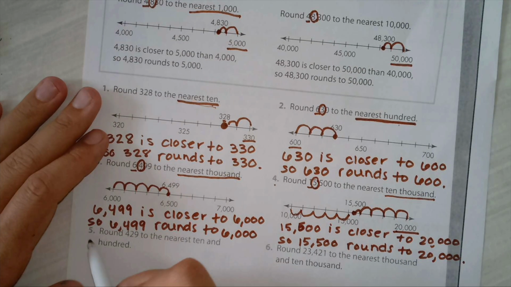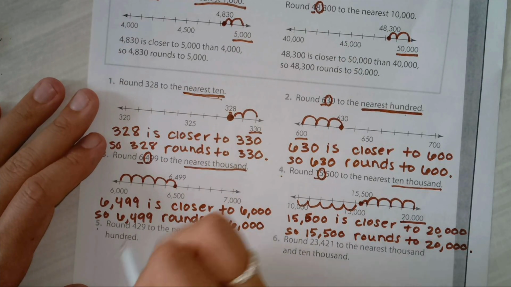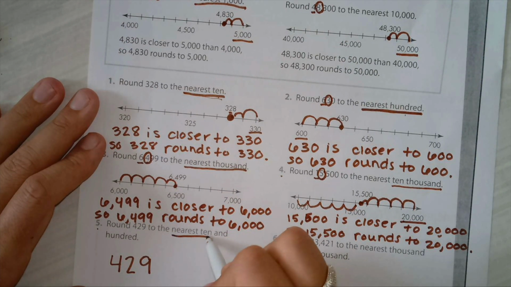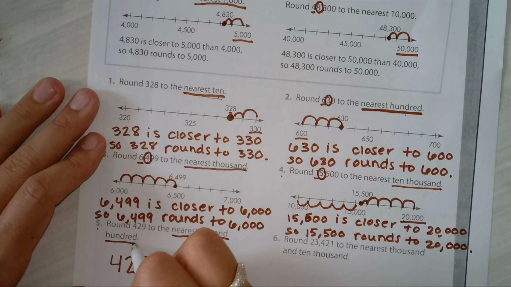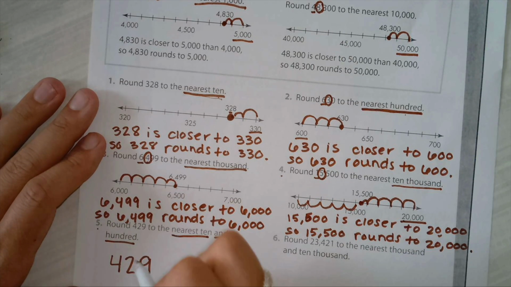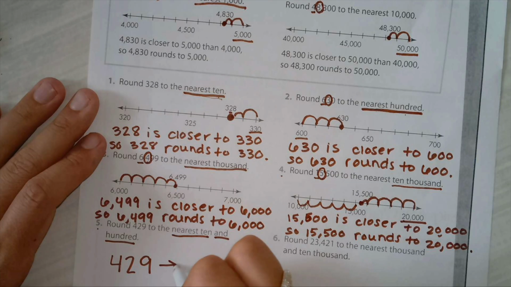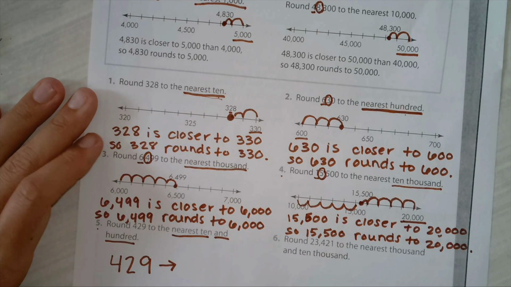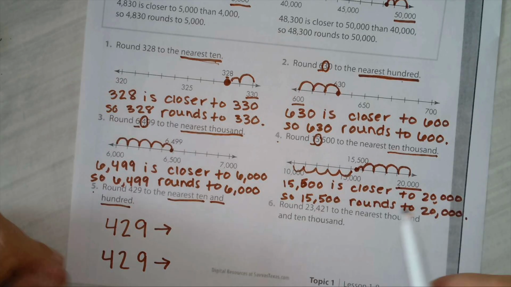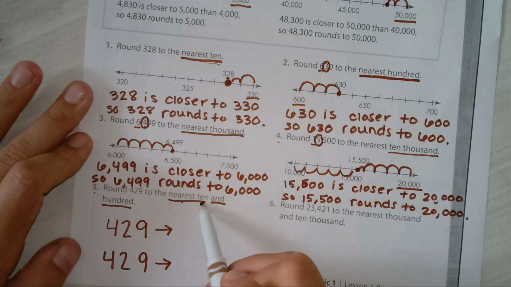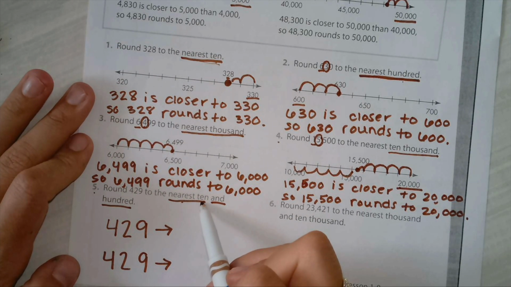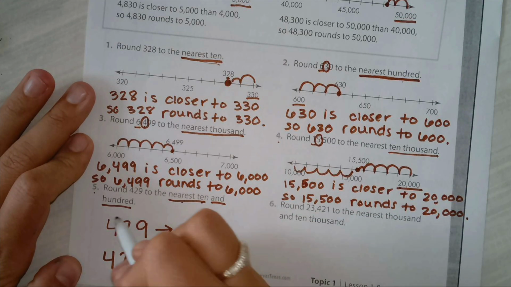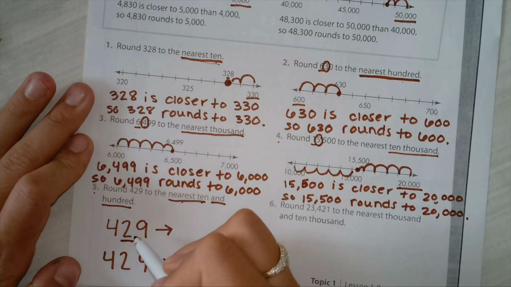Okay, number 5. It says round 429 to the nearest 10 and 100. Okay, so I'm going to put 429 to the nearest 10 and 429 to the nearest 100. I'm going to show you how we do that. Okay, so nearest 10 first. Well, that means I have to find the tens place. So tens place is right here. Ones, tens, hundreds. I'm going to underline my score.